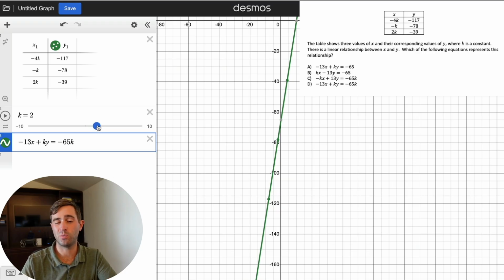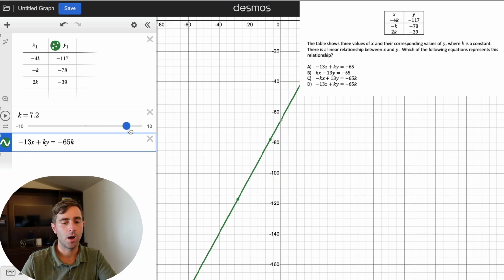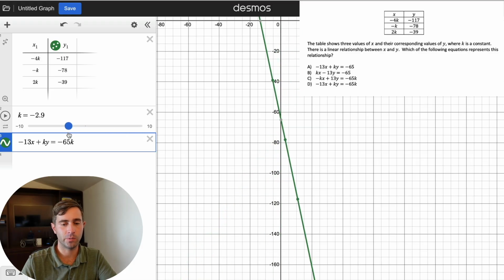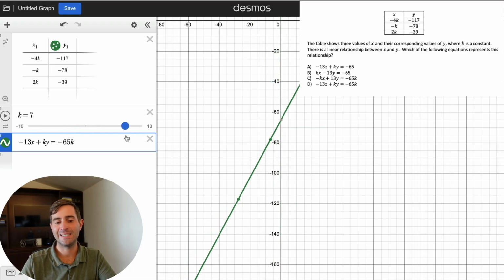Now, a lot of students are like, well, what if it just worked for that one value? Always go ahead and move that slider around. When you move that slider around, it stays on the line with those points. That's your confirmation you found the right equation. And you can use this for any type of question where there's a table in the question itself or the answer choices. You can evaluate these really easily.